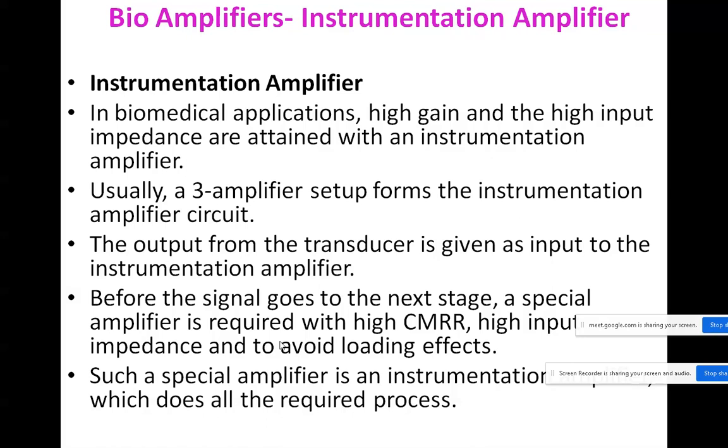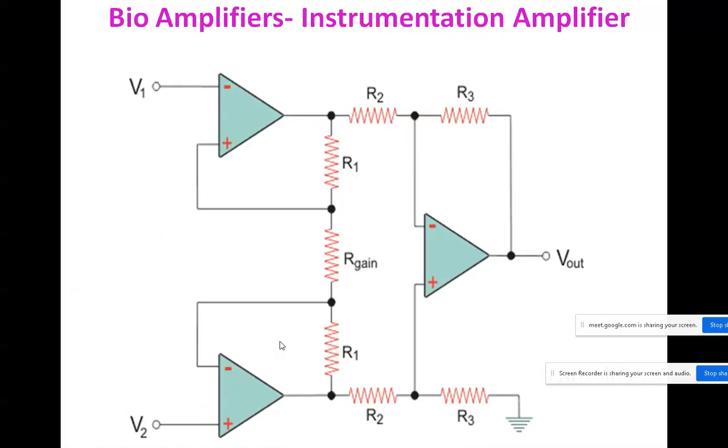Next stage of the transducer: before the signal goes to the next stage, a special amplifier is required with high CMR, high input impedance, and to avoid the loading effect. Such a special amplifier is called an instrumentation amplifier, which does all the required processes. So this is the instrumentation amplifier. Here you will have 3 amplifiers. The first two will be inverting and non-inverting amplifiers, and the third will be your differential amplifier.